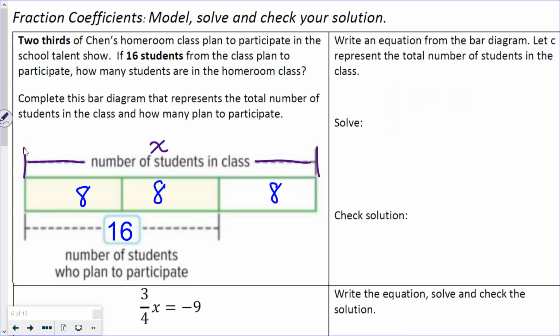Okay, it tells me 2/3 of, and of always means to multiply, of the homeroom, but there is 16 students that plan to do this. So how I would write it, 2/3 times x, because x is what we don't know, how many kids are in the class, equals 16.